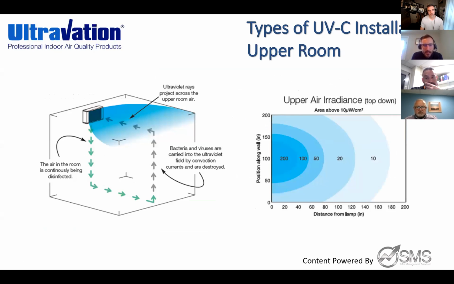So this is the chart that's showing you the disinfection rate that's happening. If you're looking at the right chart there, that's the disinfection rate that's happening and how that dissipates the further away you get from it. And then the left chart there is showing how the air is circulating from the top down.